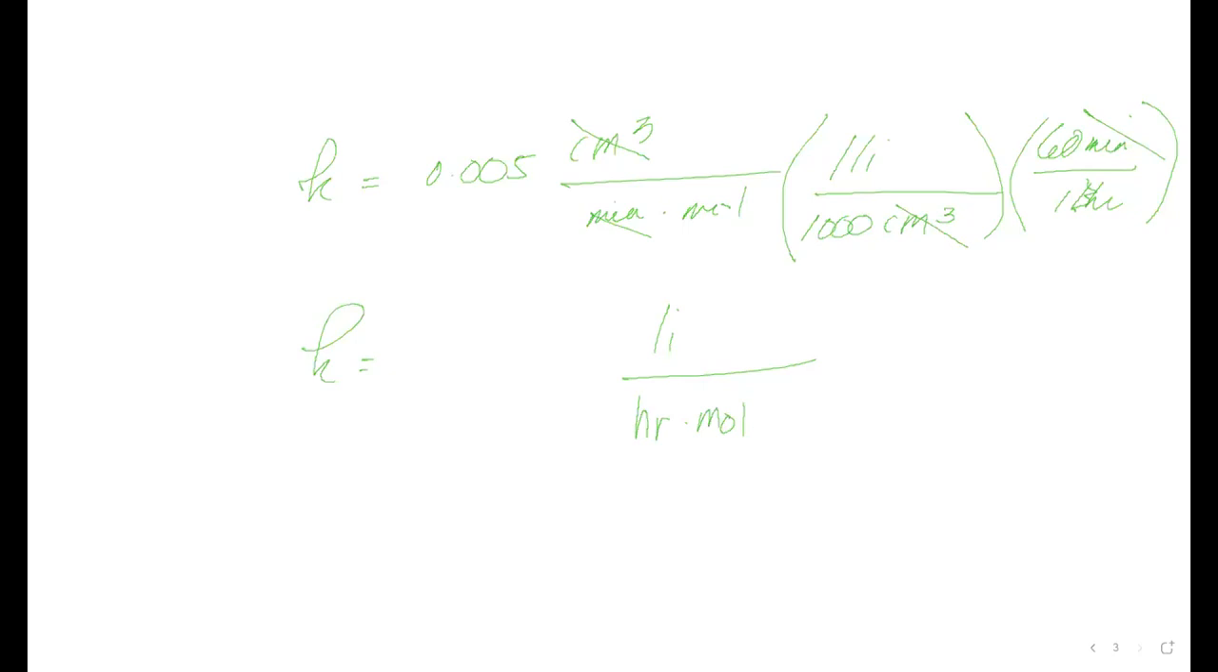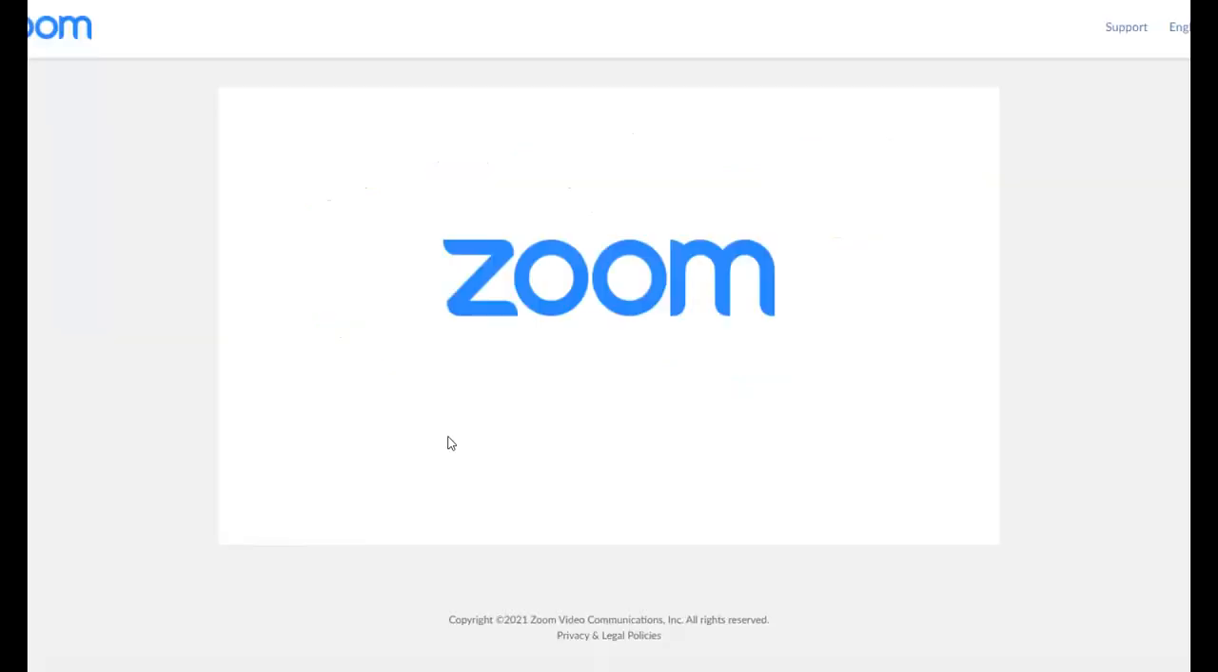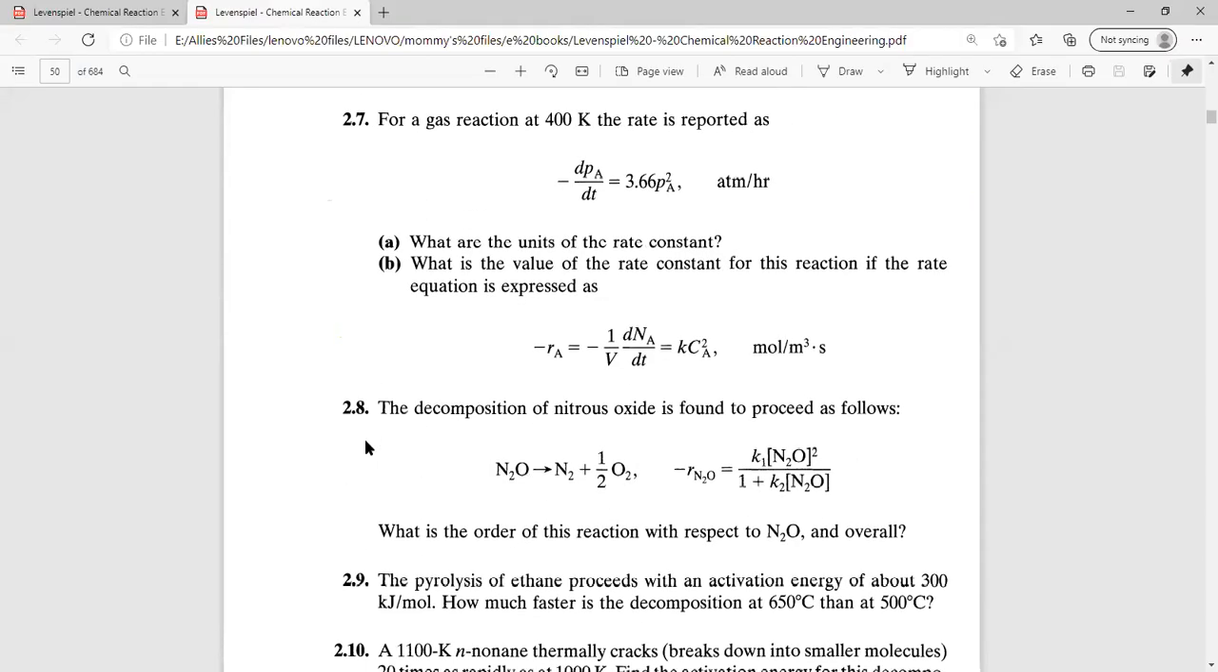So we go back to Levenspiel. Now, for the gas phase reaction at 400 Kelvin, the rate is reported as follows. Notice that this time the rate is expressed in terms of partial pressure and time, because we are allowed to do that if our reaction mixture is gas. What are the units of the rate constant in here? Take note that your rate is atmosphere per hour. So what do you think would be the units of your rate constant?